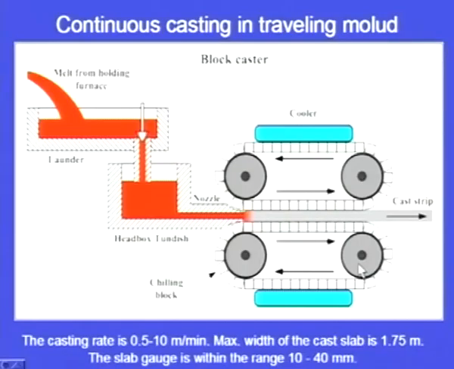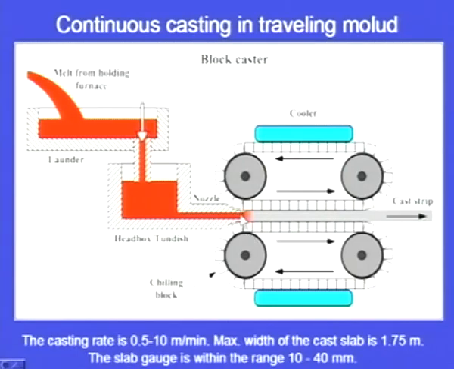And continuous casting in travelling mold. In the case of the vertical continuous casting and horizontal continuous casting, the mold is stationary, and here in the continuous casting in travelling mold, let us examine. So here is the molten metal coming from the furnace, and this is the tundish, and here we can see a nozzle, and where is the mold? So here we can see belts. These belts are rotating like a caterpillar, slowly they will be rotating. This is rotating in this direction, this is rotating in this direction.